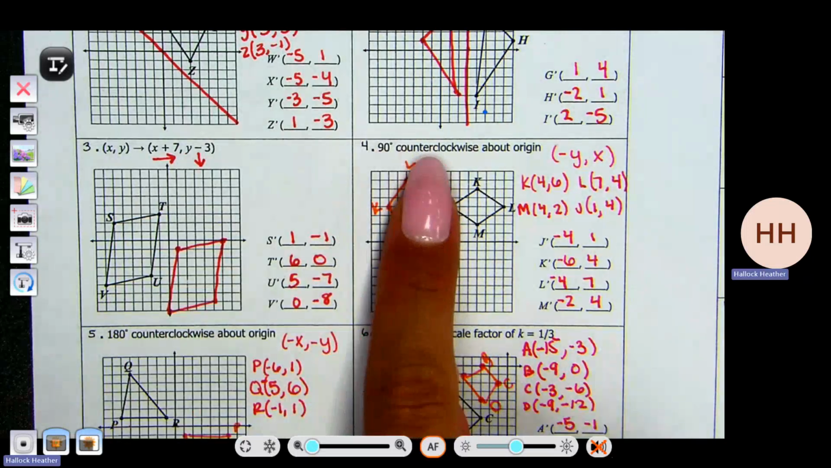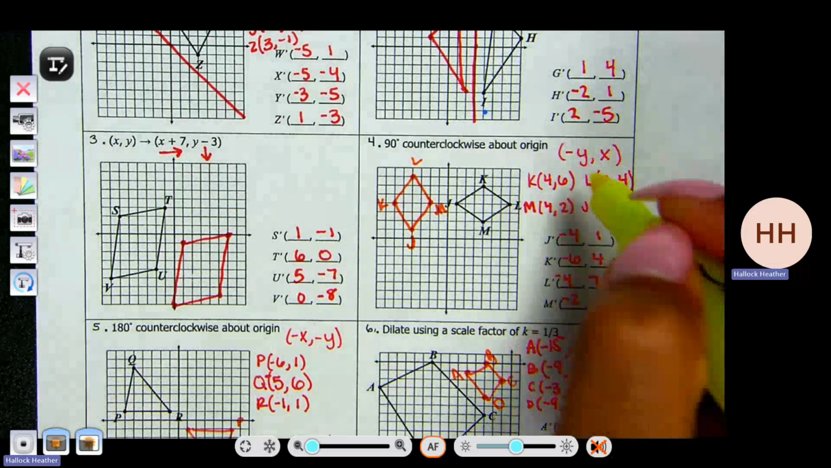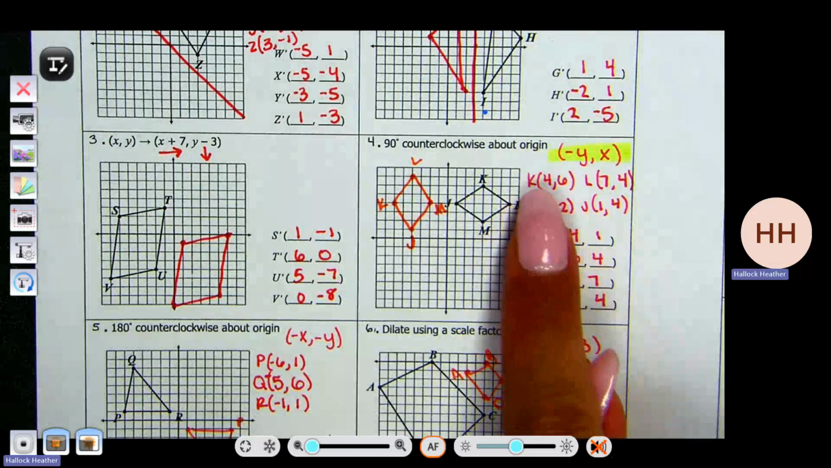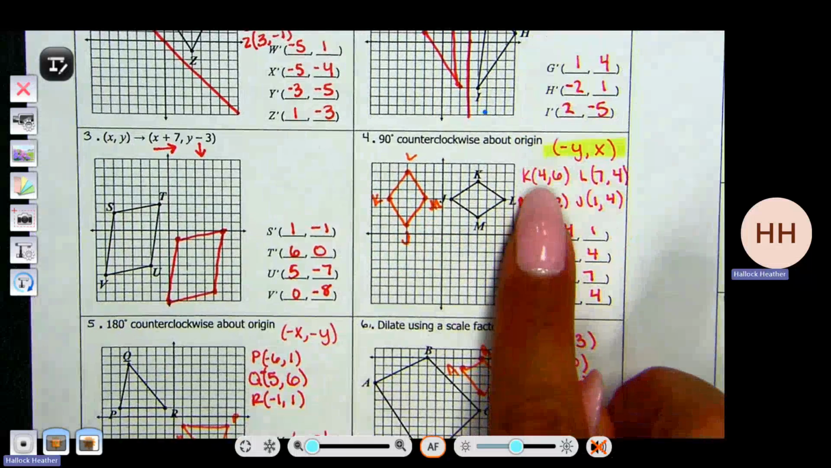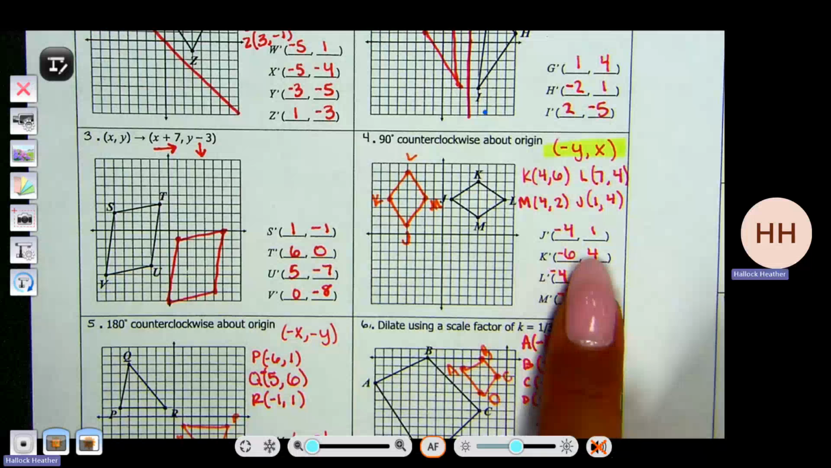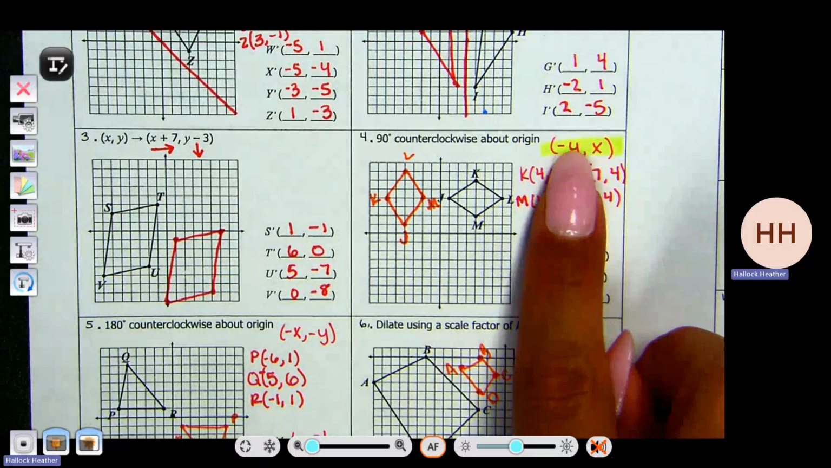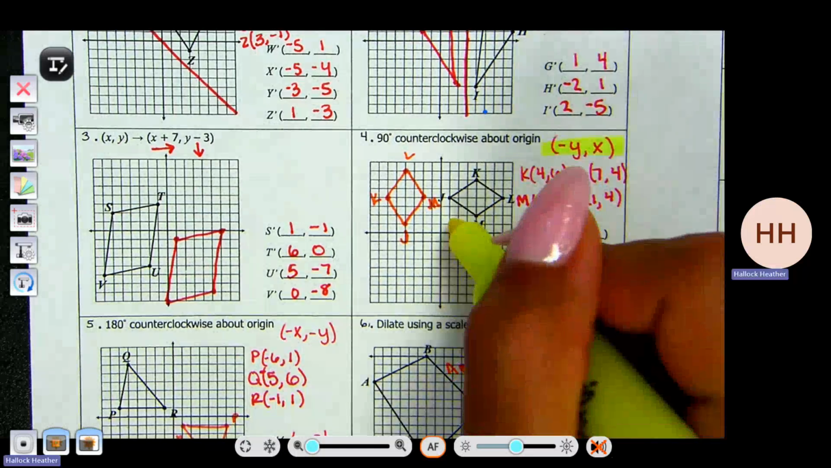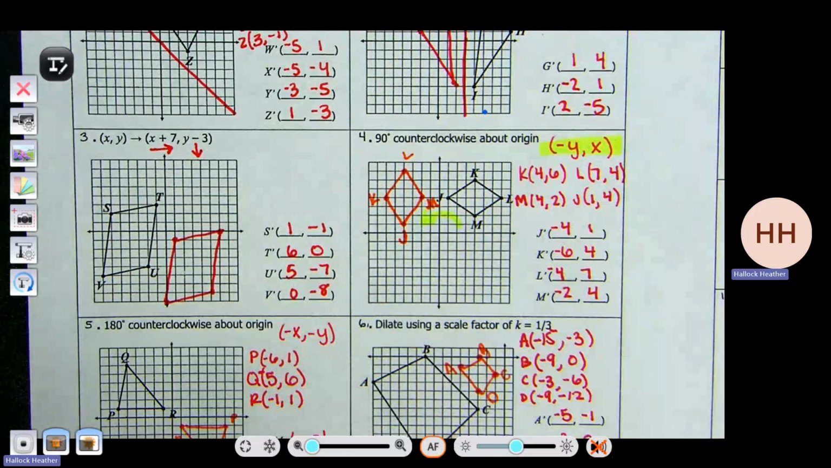90 degrees counterclockwise is one of the things I think you need to remember by heart. 90 degrees counterclockwise is (-y, x). So you're taking your coordinates and you're flipping them. So (4, 6) would become (6, 4), and then the front also becomes negative. If it was already negative, it would become positive. So this is spinning around 90 degrees, one quadrant to the left.